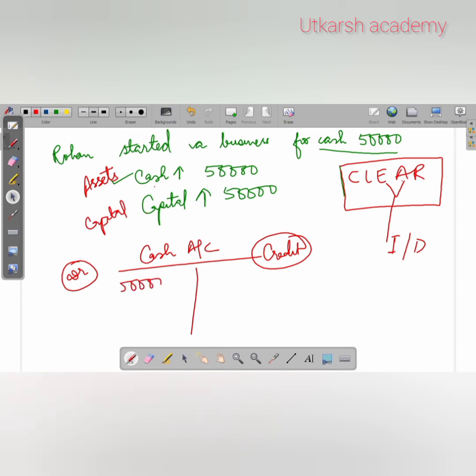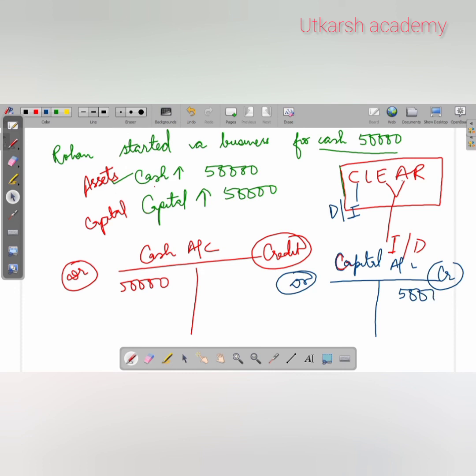50,000. Okay. In the same way, if we draw capital account, okay. So now what is the rule for capital account? DI. Okay. So here the capital is also increasing. Okay. So when the capital will increase, where we will show? On the credit side. This is credit. This is debit. We will show on the credit side. 15,000.